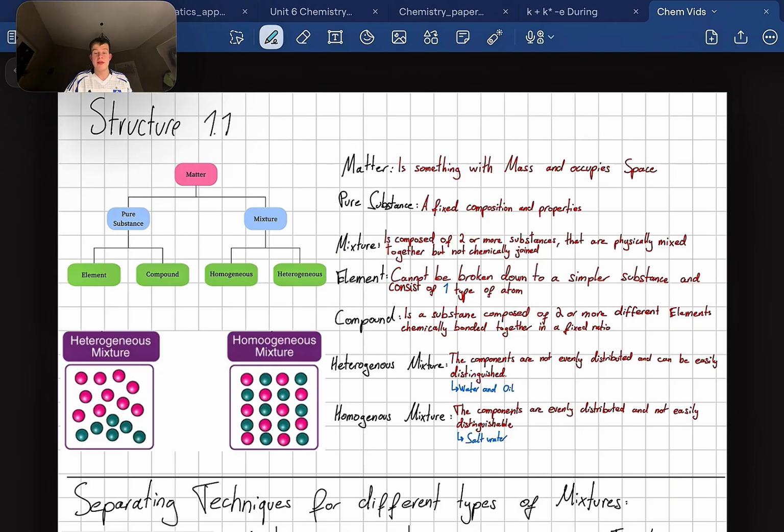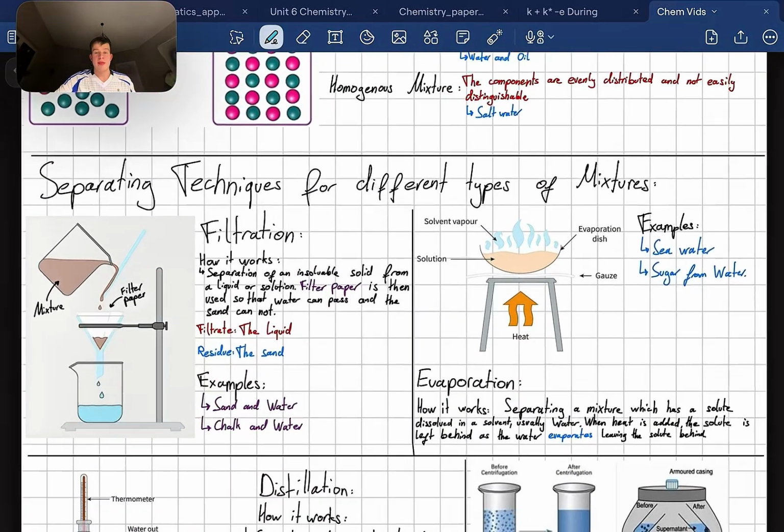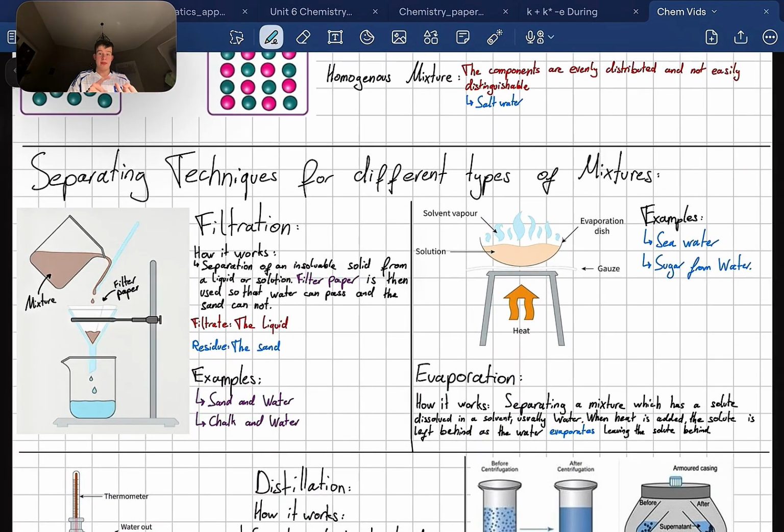There are multiple different separating techniques for the different types of mixtures. To be exact, there are 6: filtration, evaporation, distillation, centrifuge, paper chromatography, and recrystallization.